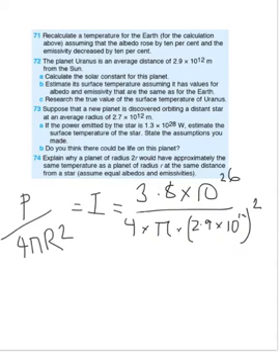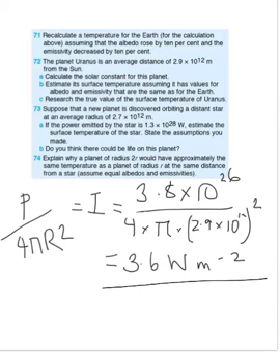Now, from previous questions, we know that the power of the Sun is equal to 3.8 times 10 to the 26. If this was a proper exam question, you'd be given this information, so you don't have to learn it. And then we substitute our values in for the radius, but don't forget to square it. And you should get an answer of 3.6 watts per meter squared.